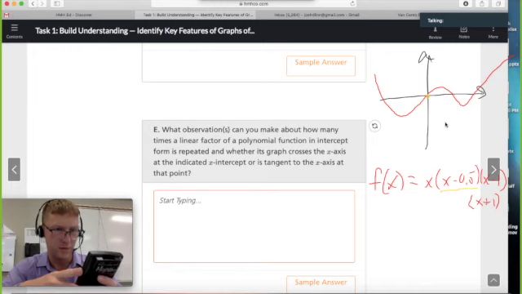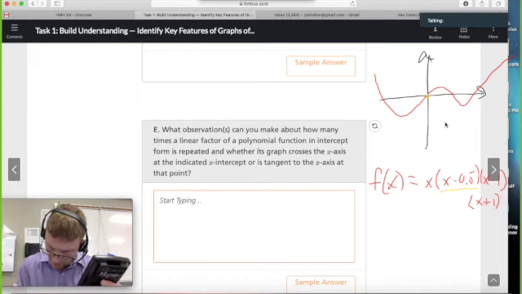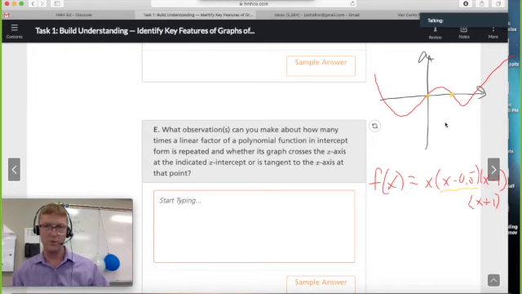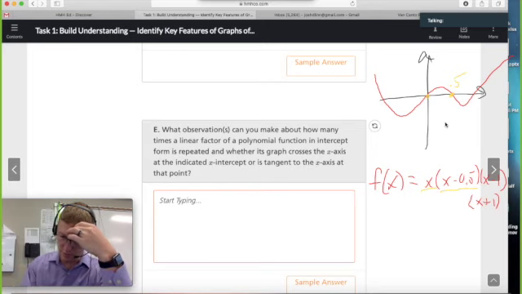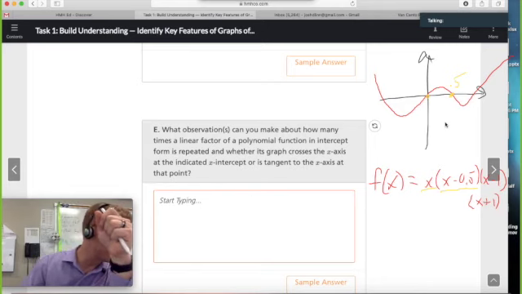Oh, but I get it. So this intercept right here is 0.5. So that is still 0, 0, which makes sense because that's our x equals 0. And then we've got this intercept right here, which is at 0.5. So that kind of makes sense. And that is a cross. So it crosses through. And I don't think we actually have any tangents on this graph.